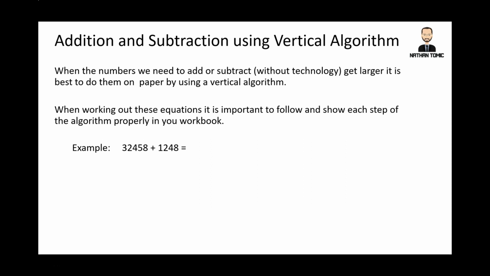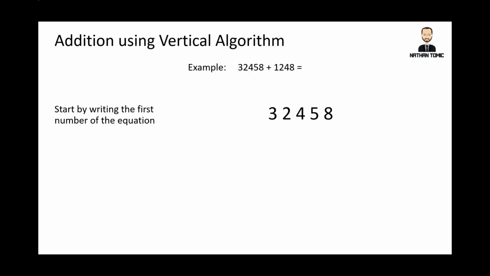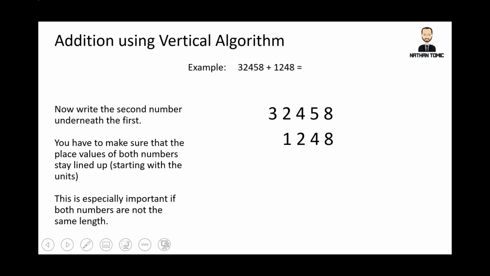So we have an example here where we have 32,458 plus 1,248. So that's not very easy for us to do in our heads. We could do it just like we see it here using some other strategies, but let's learn how to use the vertical algorithm. So we start by writing the first number of the equation, and here we have it, 32,458. Now we write the second number underneath the first one.